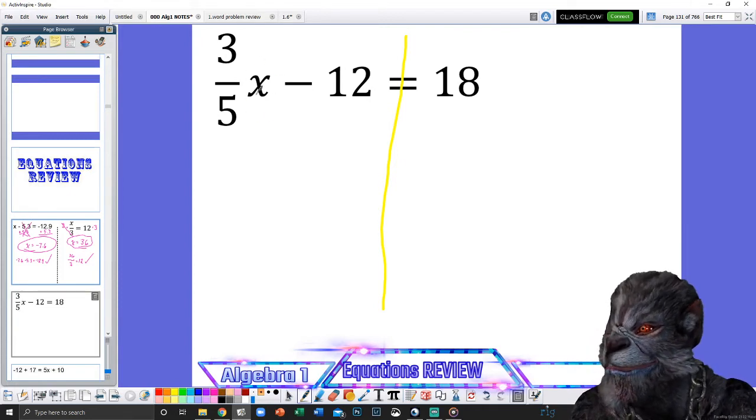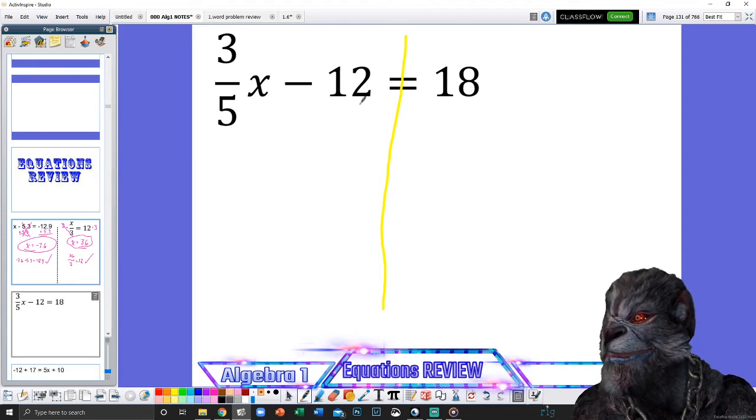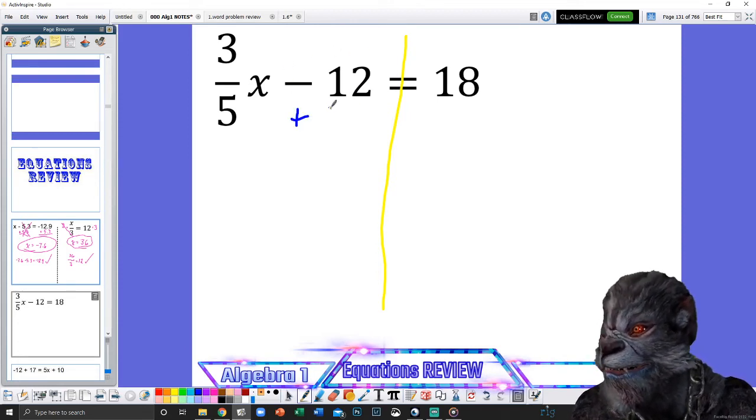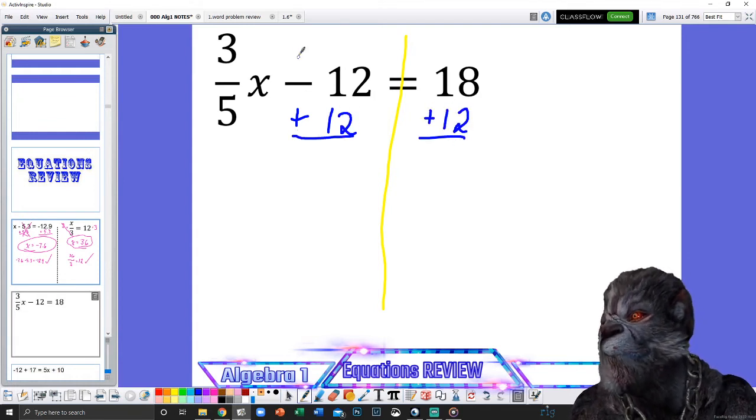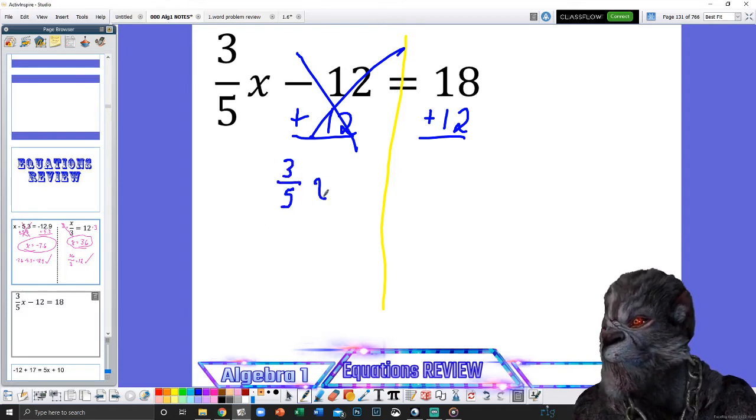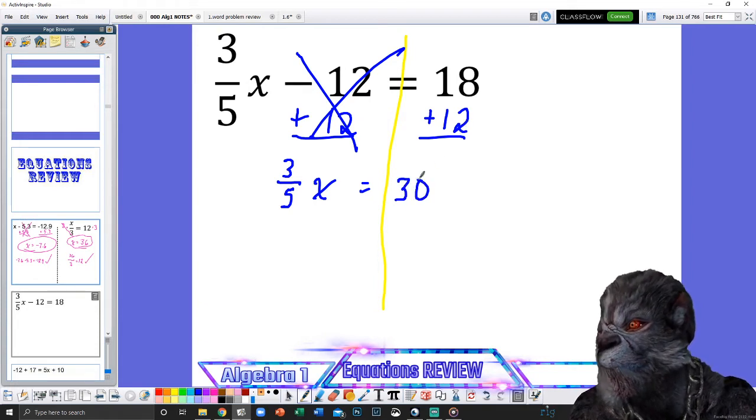X is on the left side, so I want to get rid of the thing that's on the same side as x, but is not touching x. So I want to cancel minus 12. The way to cancel that is to do plus 12. I'm going to add 12 to both sides, just like this. This cancels, and I copy 3/5 x. 18 plus 12 is 30.